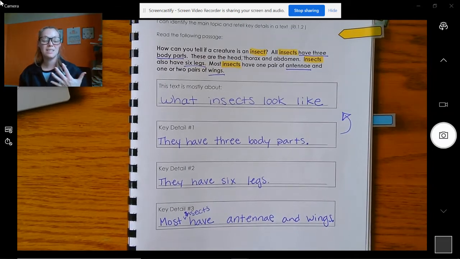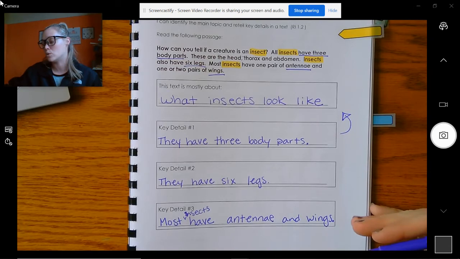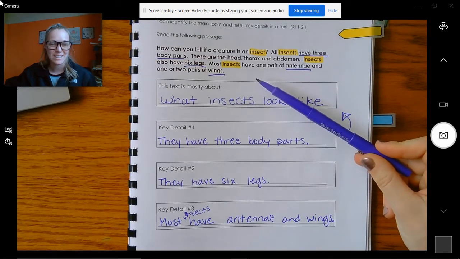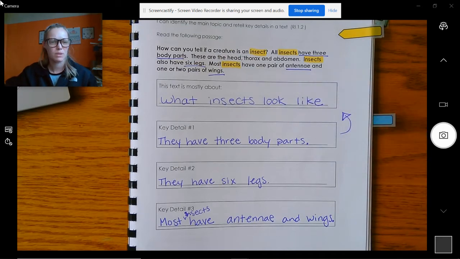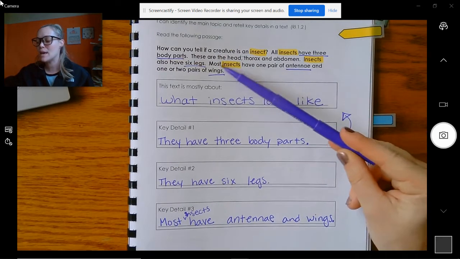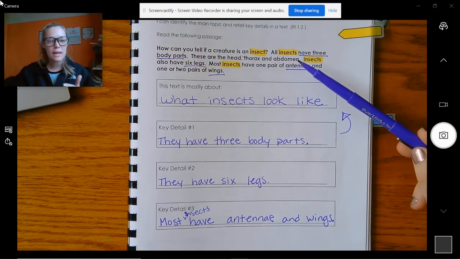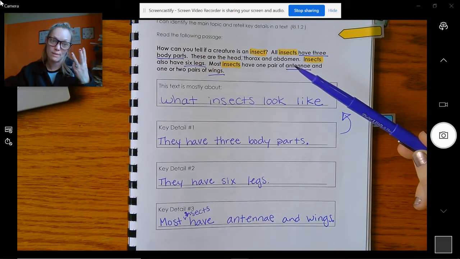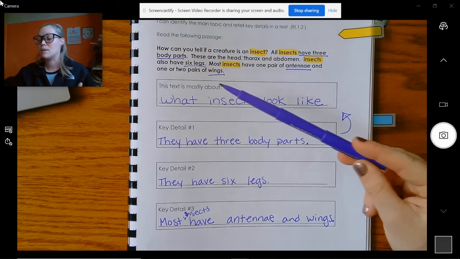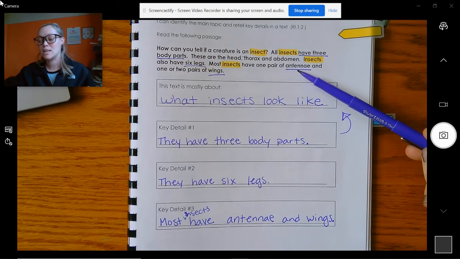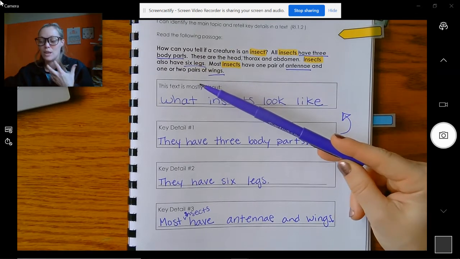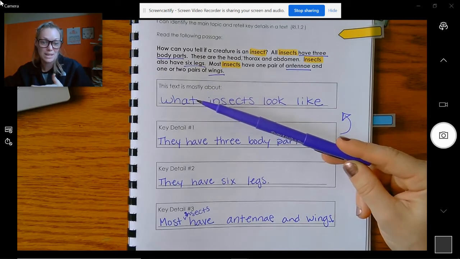Remember, when we do key details, our brain gets overloaded. So you might want to think about, you don't have to remember every little detail. Think about those big things you want to remember. They have 3 body parts. If you can't remember what those body parts are called, that's okay. That's an extra little detail, but it is important to know they have 3 body parts. They have 6 legs. It's important to know most have antennae and wings. It's a little detail to know that they could have 1 or 2 sets of wings.